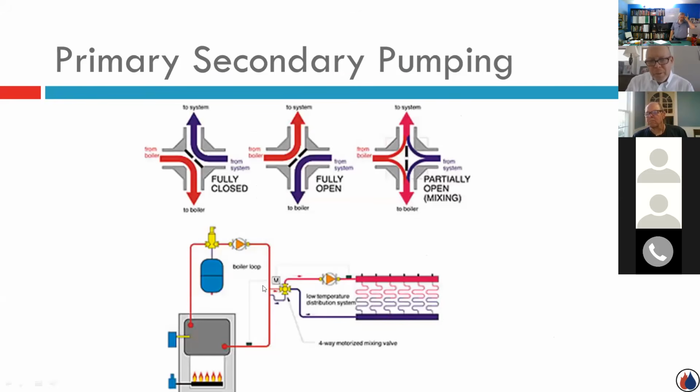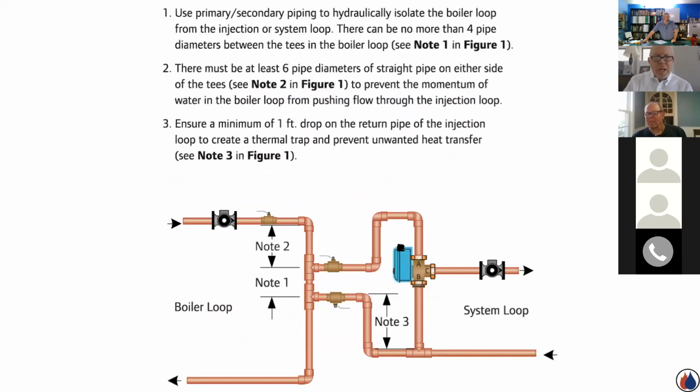Here's a picture of another author in the industry talking about a 4-way valve with a boiler loop and then some radiant tubing over here. And the way he's interconnecting the radiant loop to the boiler loop is with some closely spaced T's, that magic distance. One last picture here, again talking radiant heat: instead of an injection pump, they're showing a mixing valve going over to perhaps a radiant loop from the higher temperature boiler loop. And if you look at note 1, there can be no more than 4 pipe diameters between the T's in the boiler loop when you're connecting the radiant loop.